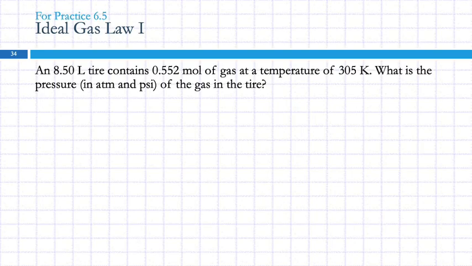So let's practice using the ideal gas law. An 8.50 liter tire contains 0.552 moles of gas at a temperature of 305 Kelvin. What is the pressure in atmospheres and PSI of the gas in the tire? So we can apply our same problem-solving strategies. We read the entire question, we highlight the numbers with their units, and then we identify what am I trying to find: pressure in atmospheres and PSI.